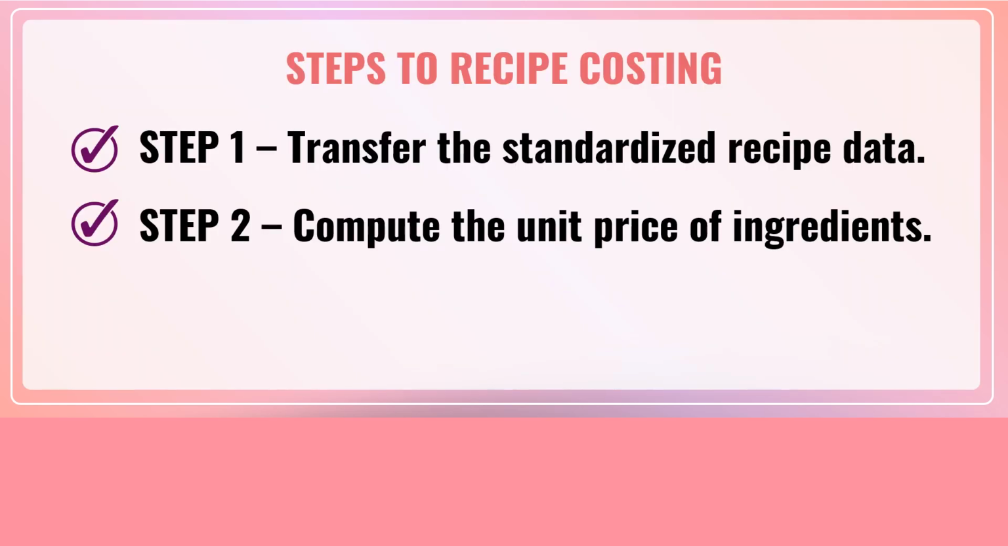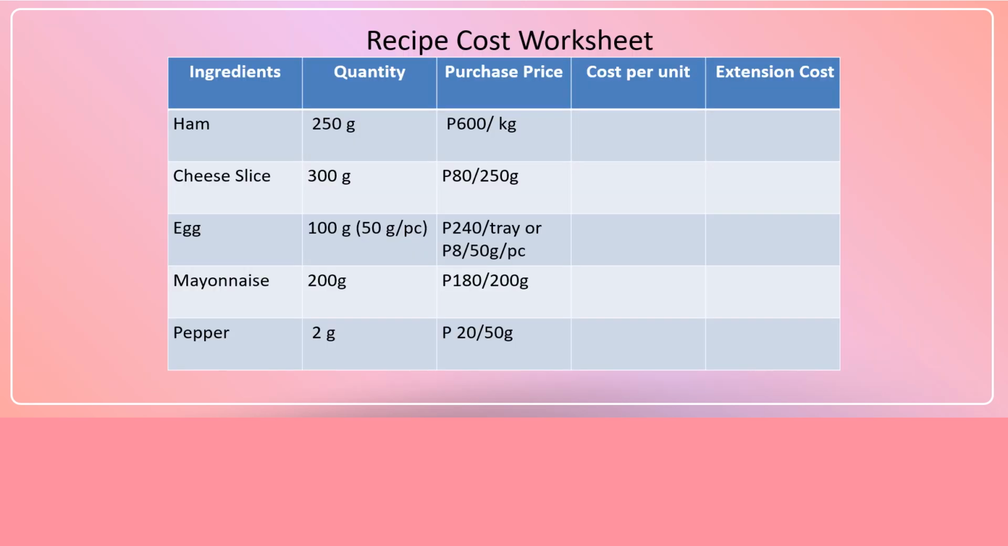Now, let us proceed to the steps of recipe costing. Number 1, transfer the standardized recipe data. And then number 2, compute the unit price of ingredients. This is the recipe cost worksheet. I already imported the data from the standardized recipe. I also put the purchase price. Purchase price should be based on the current price of the products.